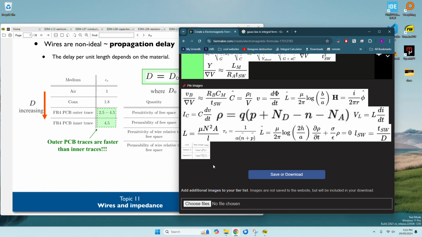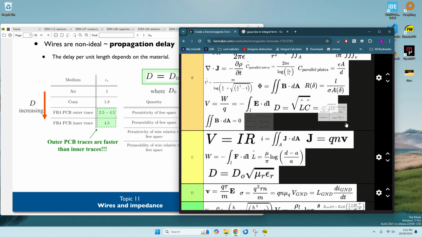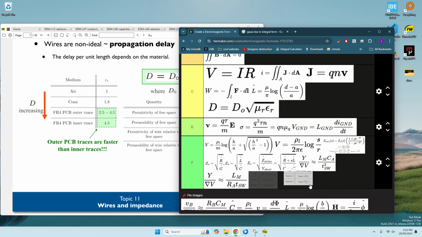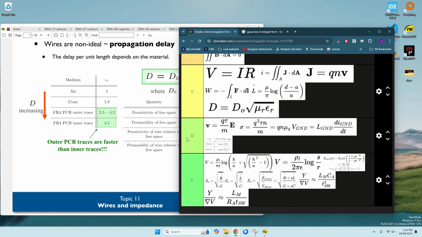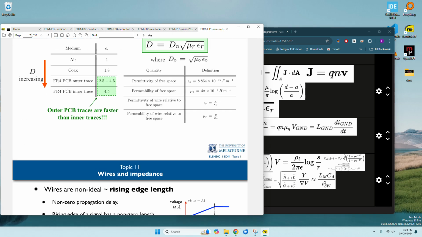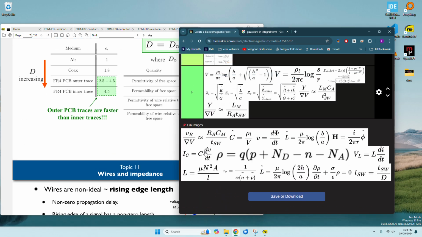This one's interesting-ish. That's just ground stuff. I'm sure this will all be very important in high-speed design, but I'm not really looking forward to it. We'll put it in D because it's at least easier to look at. It just tells you that the inductance between a wire and ground is given by a few things. Yeah, wires.